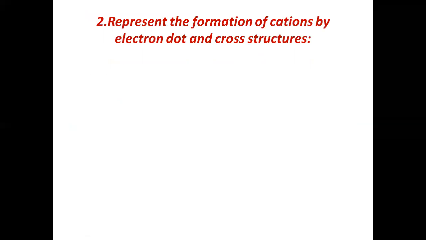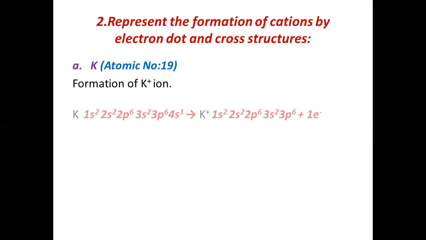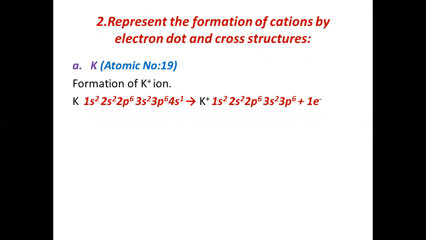Question number 2 of the same self-assessment exercise: represent the formation of cations by electron dot and cross structure. The first example is for potassium. Atomic number of potassium is 19, and its electron configuration is 1s2, 2s2, 2p6, 3s2, 3p6, and 4s1. As it has one electron in the outermost shell, it will lose one electron, and then the configuration will be 1s2, 2s2, 2p6.